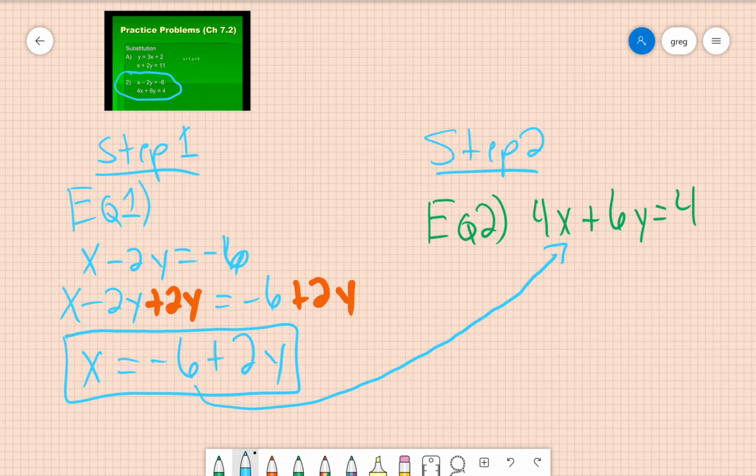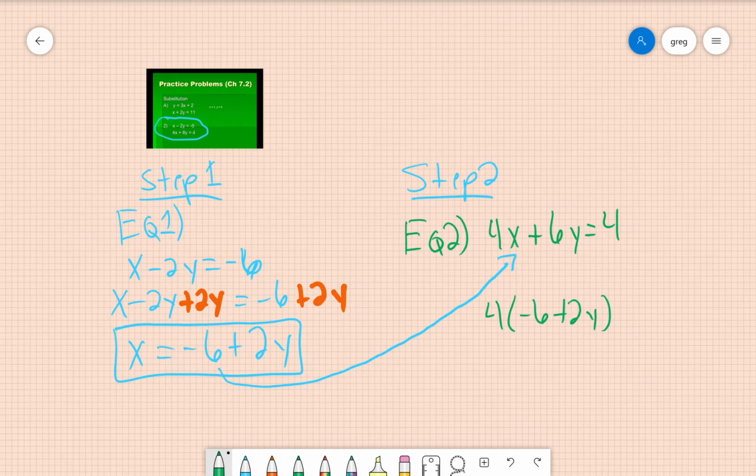I'm doing this so now I can have one variable left. And that sets up my step 3, where I have to find a numerical solution for the remaining variable. But until I have one variable left, I can't do anything to actually solve. So now I'm rewriting equation 2, and it's going to be 4 times (-6 plus 2y) plus 6y equals 4. So I plugged it in, and now I'm here.